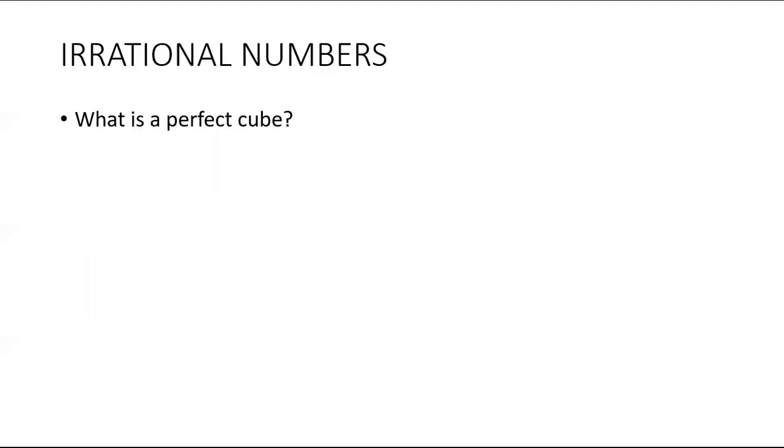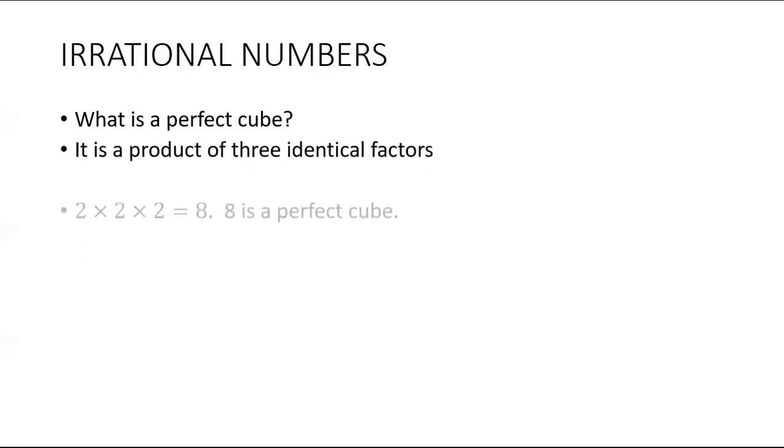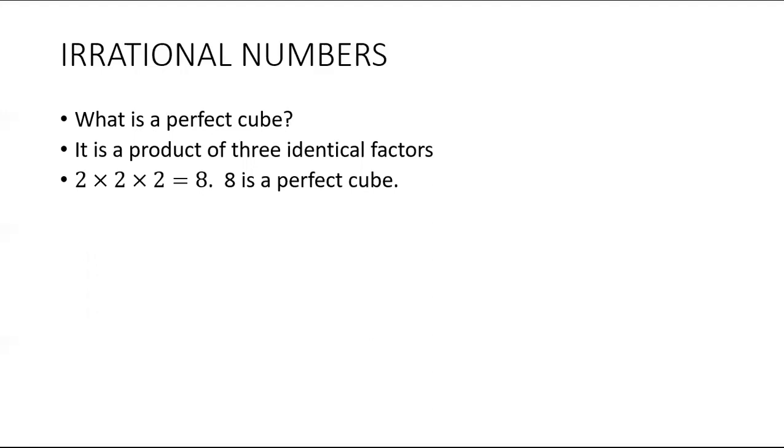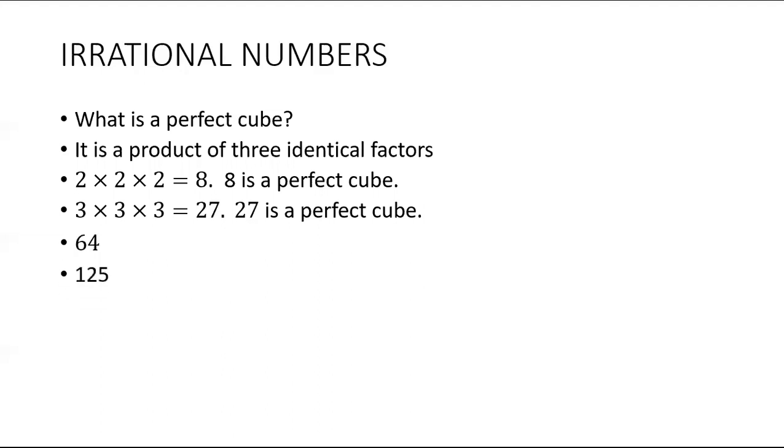What is a perfect cube? Note that a perfect cube is identical to the definition of a perfect square, except here we multiply 3 identical factors. Okay, now if you multiply 2 times 2 times 2, it'll give you 8, meaning that 8 is a perfect cube. 3 times 3 times 3, it'll give you 27, which means 27 is a perfect cube. What comes after 27? 64, after 64, 125, after 125 is 216, after 216 is 343, and after 343 is 512, and then it goes on and on. Okay, those are examples of perfect cubes.